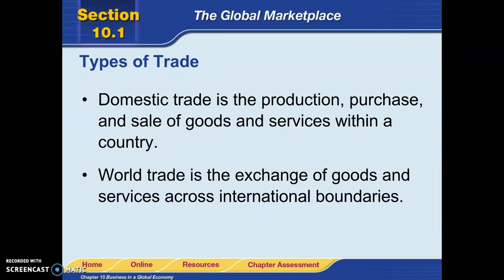So, different types of trade. We have domestic trade. This is goods and services within a country. Then there's also world trade, which is exchanging goods and services on an international scale, so going to different countries such as Canada, Mexico, possibly over into Europe and into Asia.